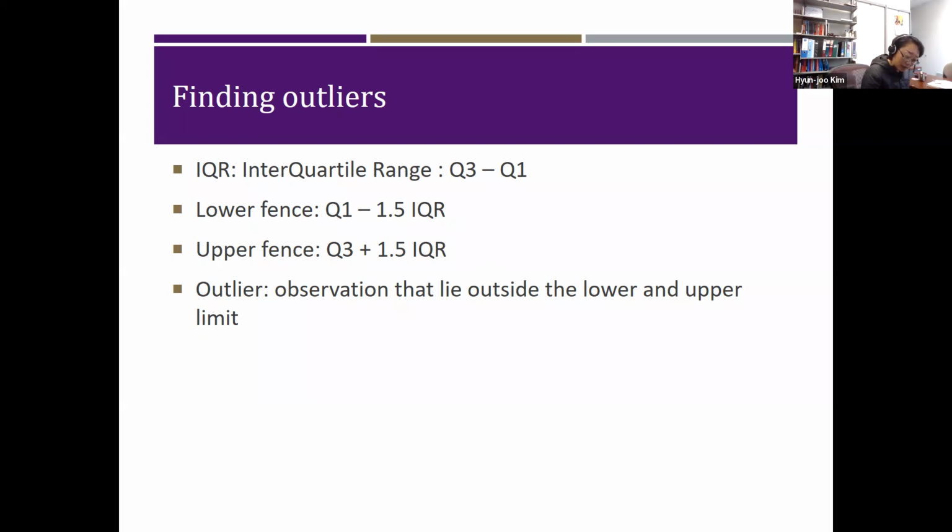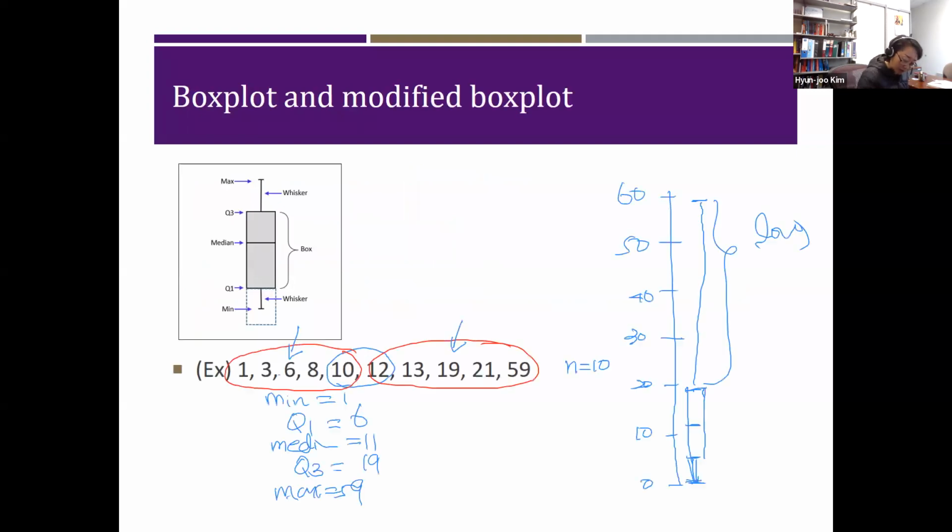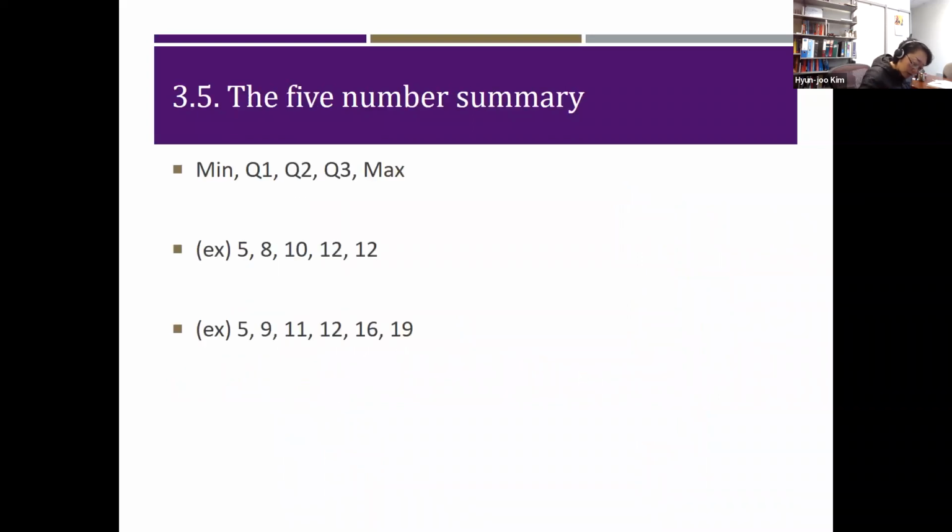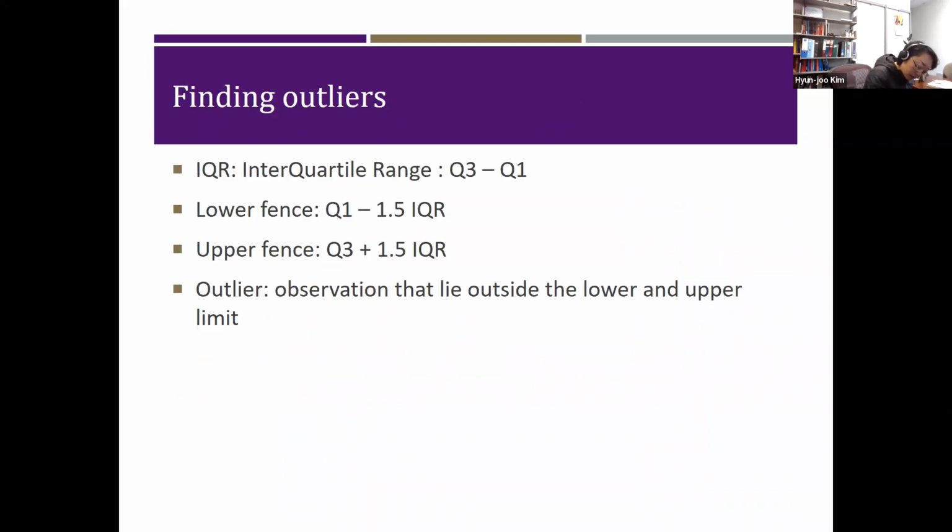So in our previous data set, what was the Q3? I actually forgot. Can we undo this? Okay, here we are. Your Q3 was 19 and Q1 was 6. So your IQR is Q3 minus Q1, which is 19 minus 6, which is 13.